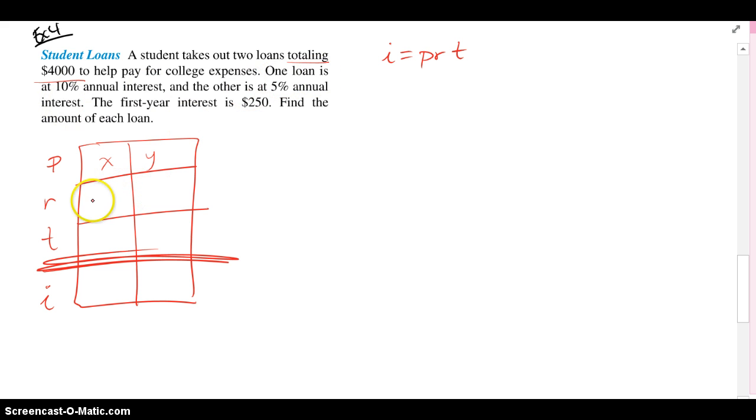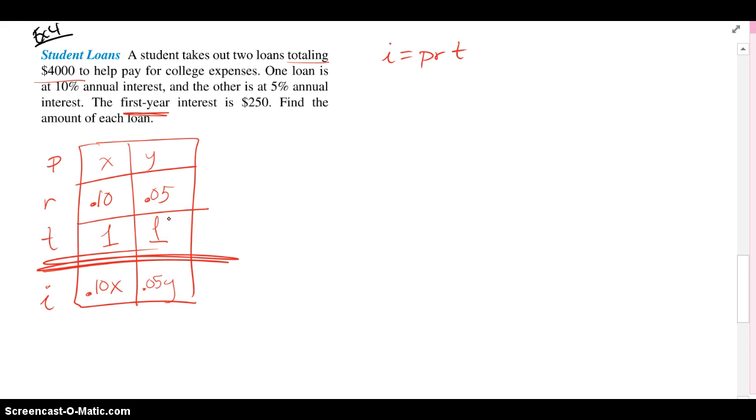One is 10%. I'm going to move the decimal twice and put it as 0.10. And the 5%, move the decimal twice, and that's 0.05. Again, we're just dividing these by 100. Time, it said just the first year, so time must be 1. Now look up, multiply PRT, and that spits out the interest after the first year. So 0.10x times 1 and 0.05y times 1 as well.